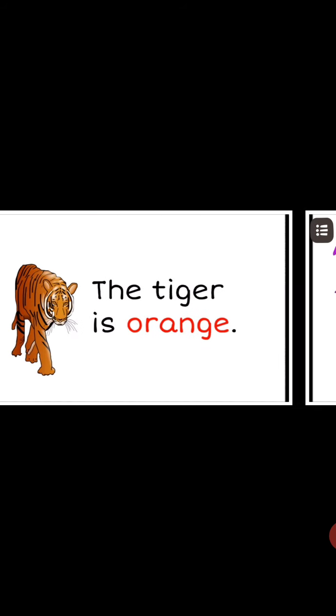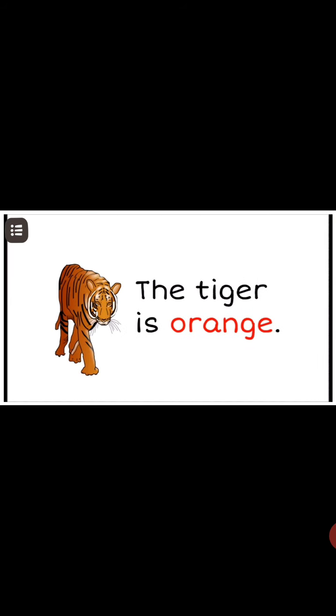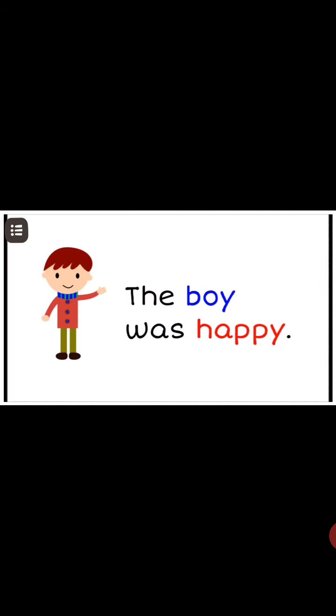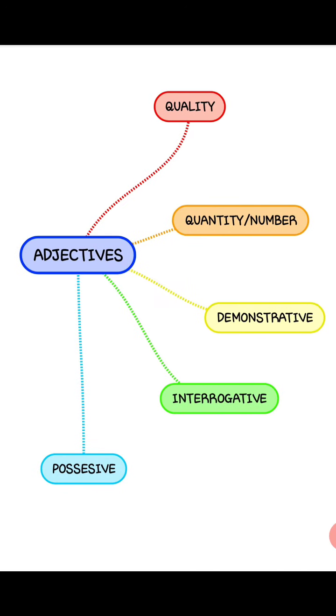Let's take more examples. If we say, the tiger is orange, orange is the adjective describing the noun tiger. Another example, the boy was happy. We can find the adjective by asking, what kind of boy is this? A happy boy. The word happy describes the noun boy. So, happy is the adjective and boy is the noun.